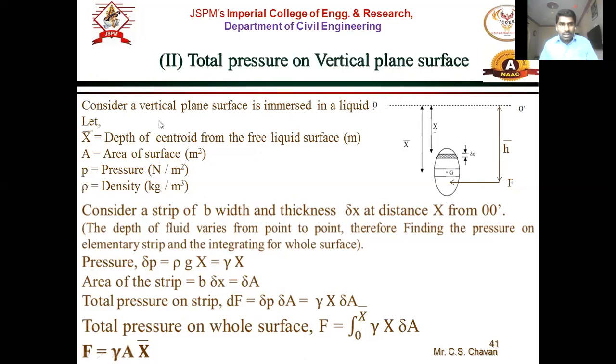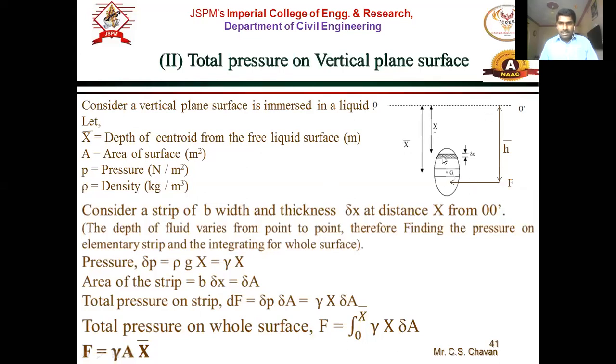So now what are the things here? x bar is the depth of the centroid from the free liquid surface. Here G is the centroid of the total surface. So whatever the depth of the centroid from the free liquid surface, that depth is x bar. A is the total surface area, P is the pressure, and rho is the density of the given fluid.